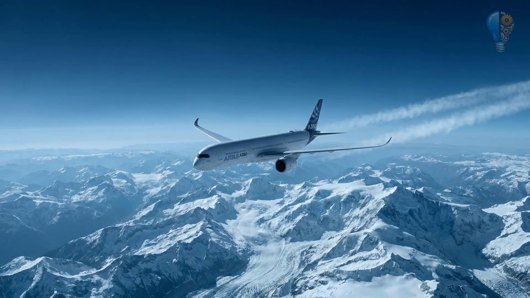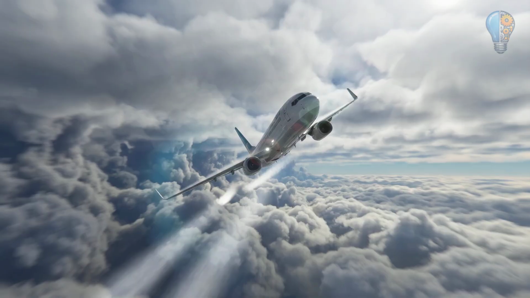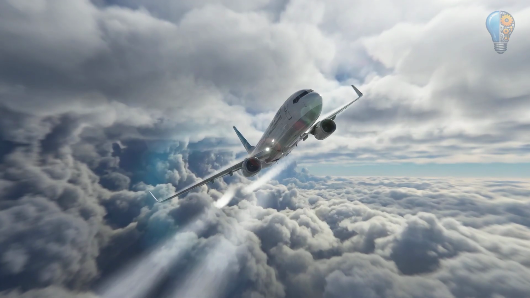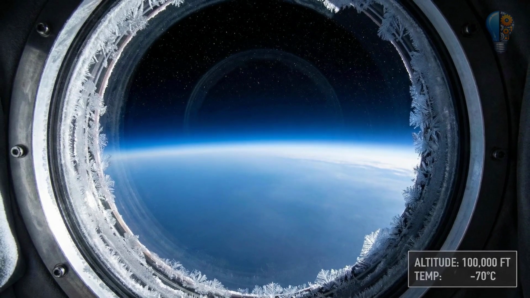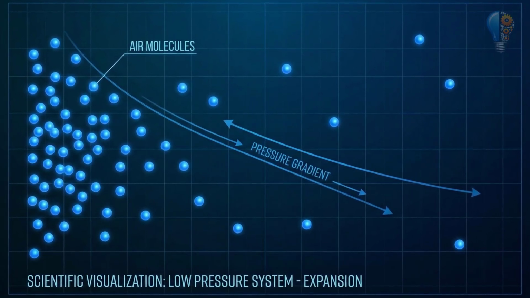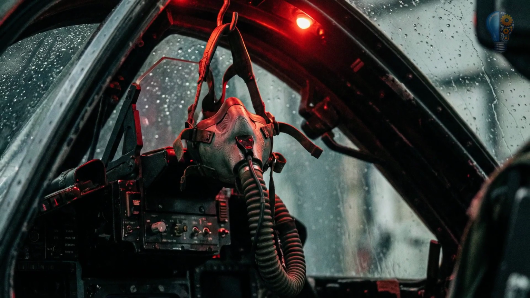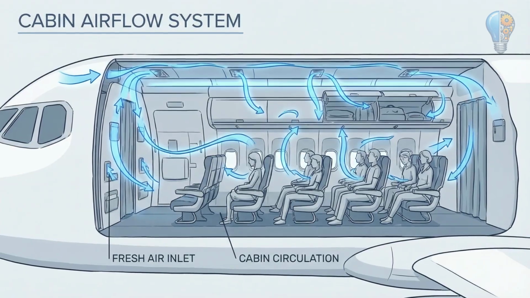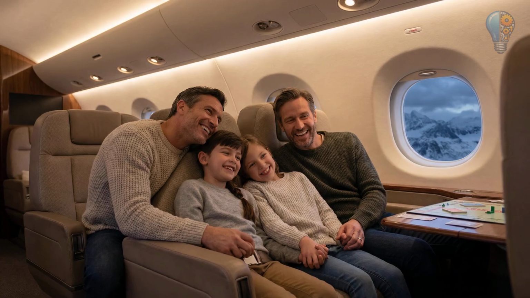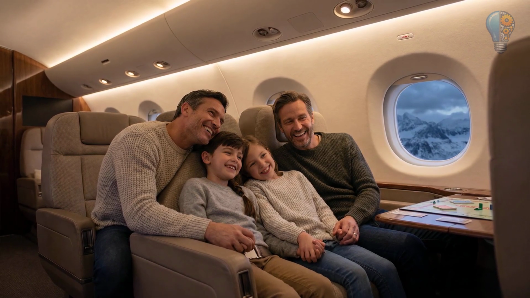To understand why window shape matters so much, we need to talk about what happens to an airplane at cruising altitude. When a commercial aircraft climbs to 35,000 or 40,000 feet, the air outside becomes extremely thin and cold. At that altitude, the atmospheric pressure is only about a quarter of what it is at sea level, far too low for humans to survive without supplemental oxygen. To keep passengers and crew safe, the cabin is pressurized, meaning air is pumped in to maintain a pressure similar to what you'd experience at around 6,000 to 8,000 feet elevation.